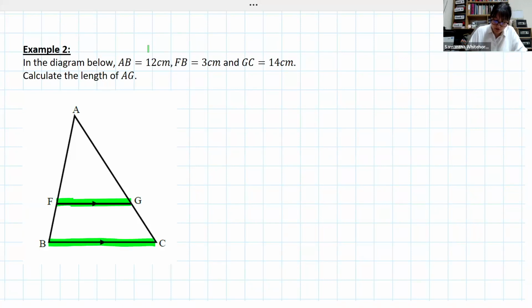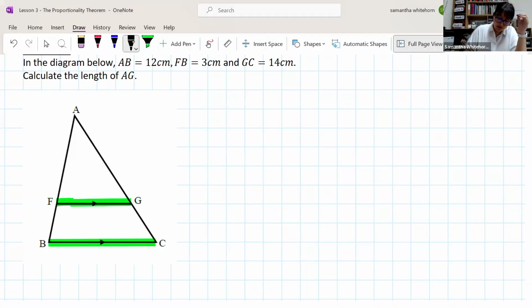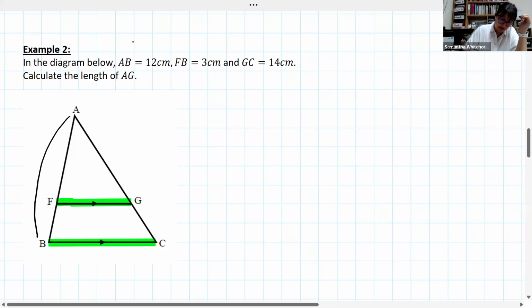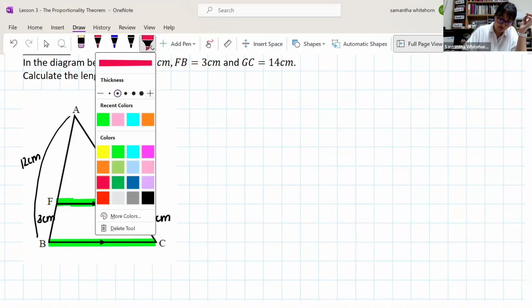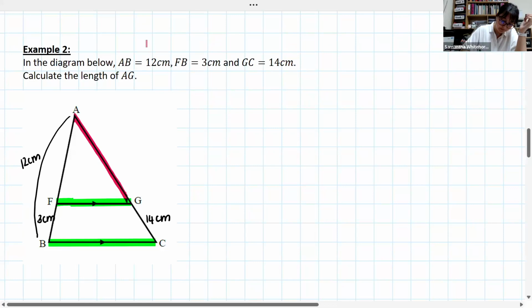So we know that FG is parallel to BC. The second I see one side and a line parallel to it, I should be thinking of prop theorem. I'm going to fill in the information I have. So AB, which is this whole side length, is 12 centimeters. And this is what I'm saying, scribble on your diagrams, fill things in. FB, this bottom segment down here, is 3 centimeters. And GC is 14 centimeters. What I am looking for is the length of AG, so I'm going to highlight that in red for us. That's the length I'm looking for.